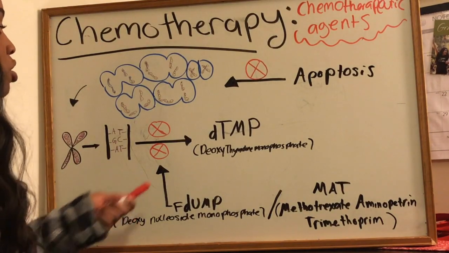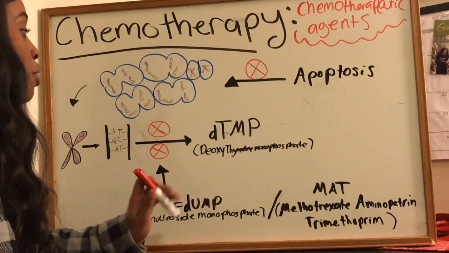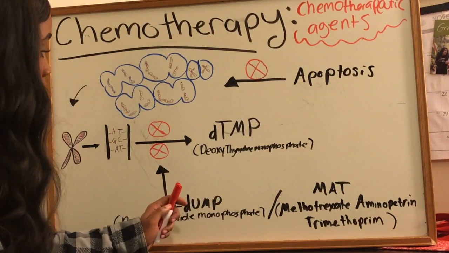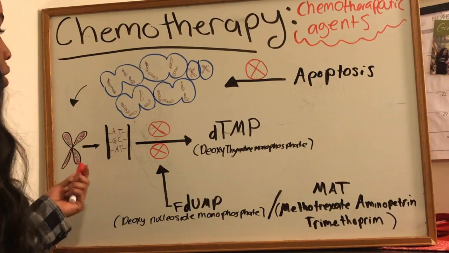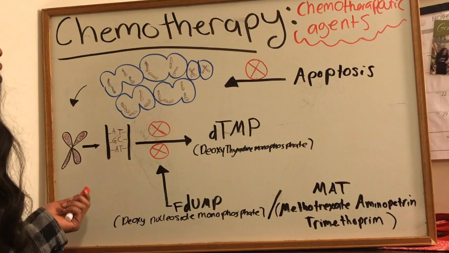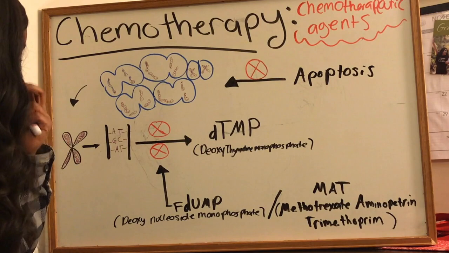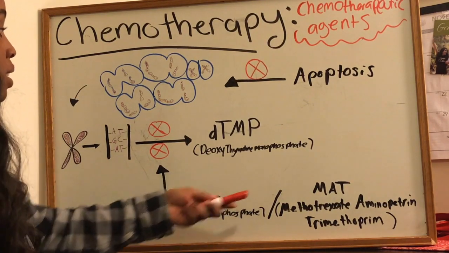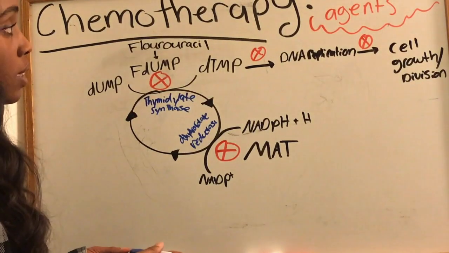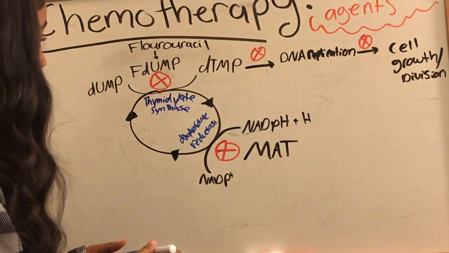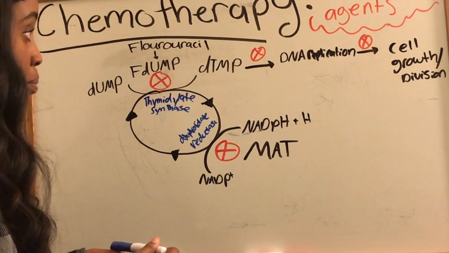So by stopping the production of dTMP, which I will explain in more emphasis in a little while, cancer cells cannot replicate their DNA because they cannot complete the genetic code that's required without dTMP. And that's why FdUMP and MAT are good chemotherapeutic agents. Lastly, I just want to elaborate on why FdUMP and MAT are good chemotherapeutic agents.